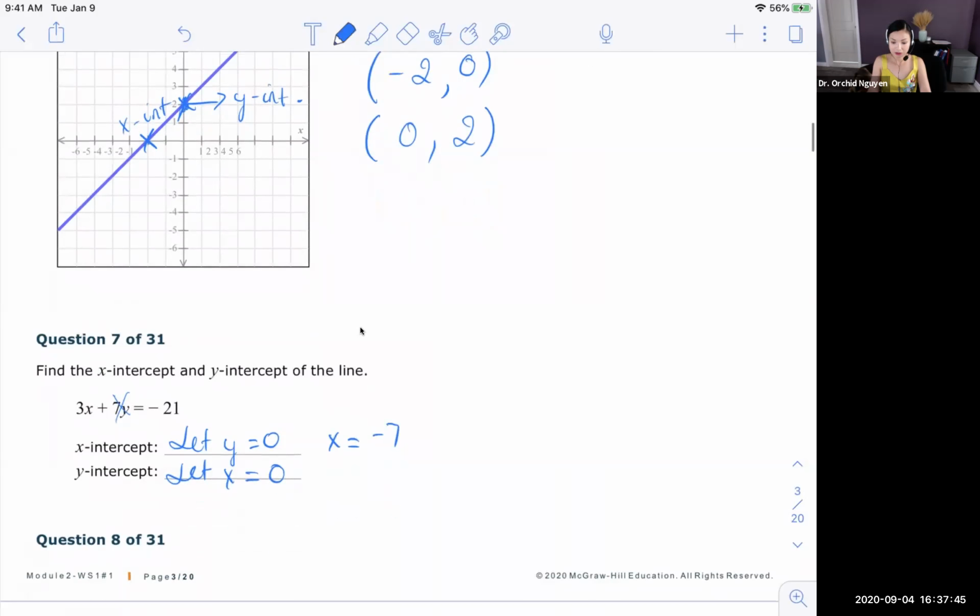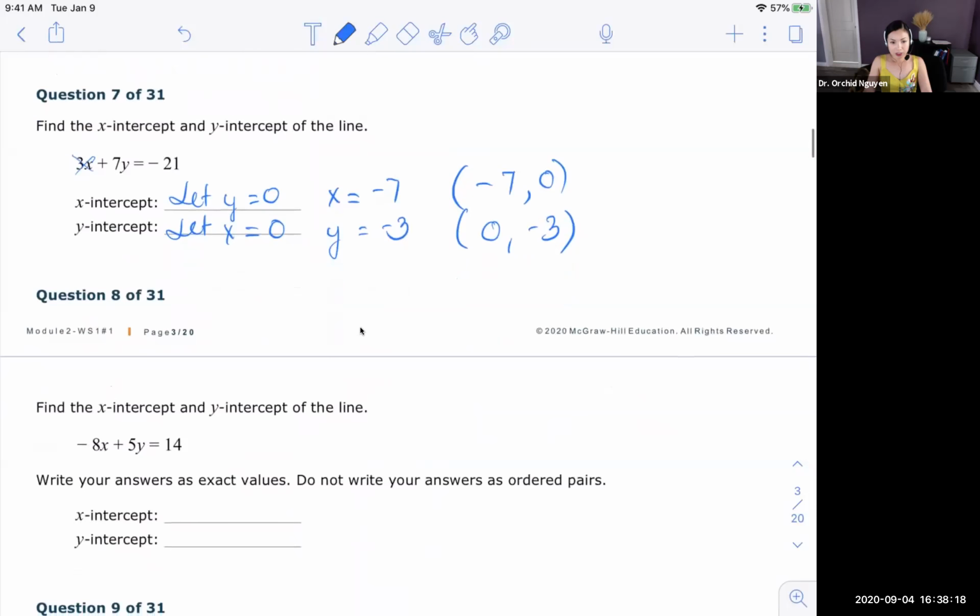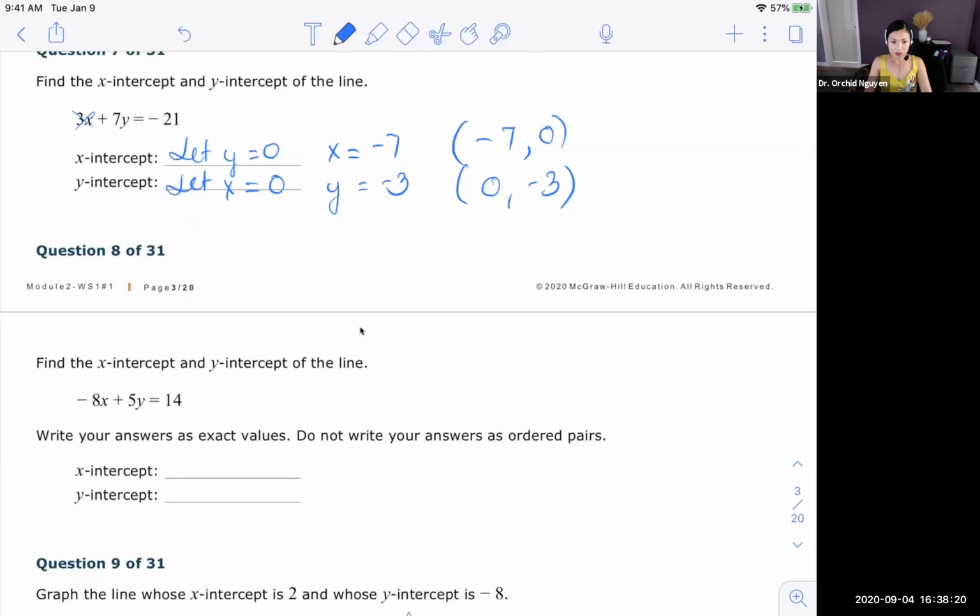Okay, so I'm going to cover x this time, and we solve for y. So in this case, y is negative 3. There we have it, okay? To be correct, you should always write your x-intercept and y-intercept as an ordered pair. Like that, okay? Now, the reason we want to do that is so we can find 2 points, plot the points, and graph the equation.